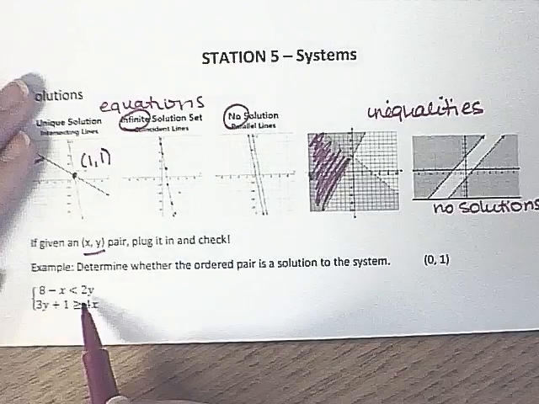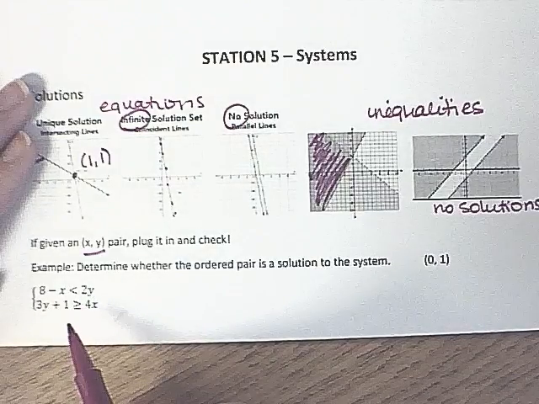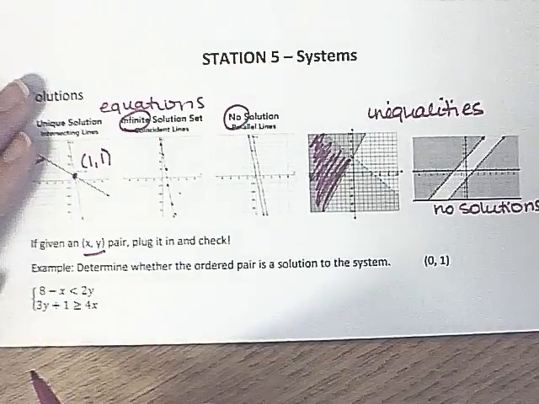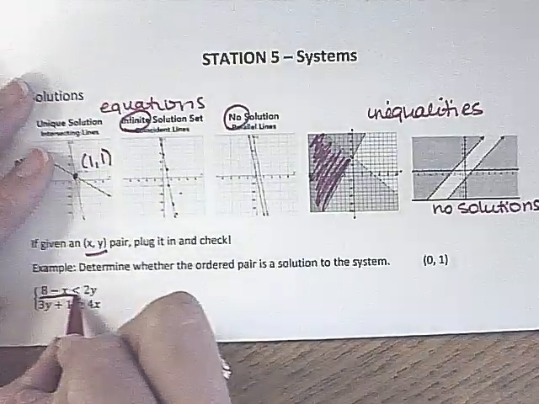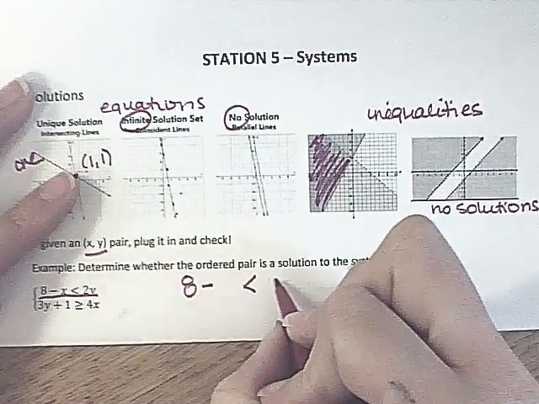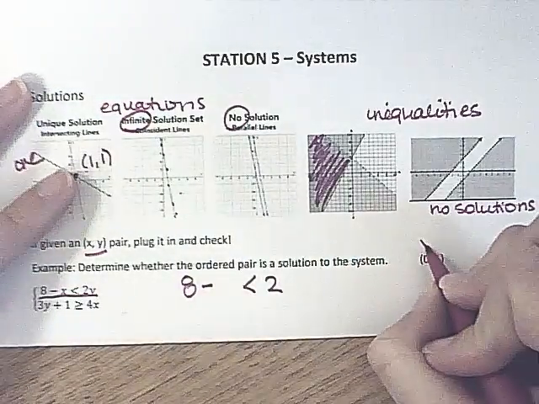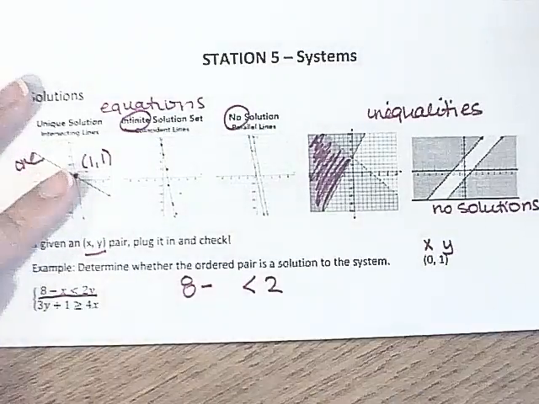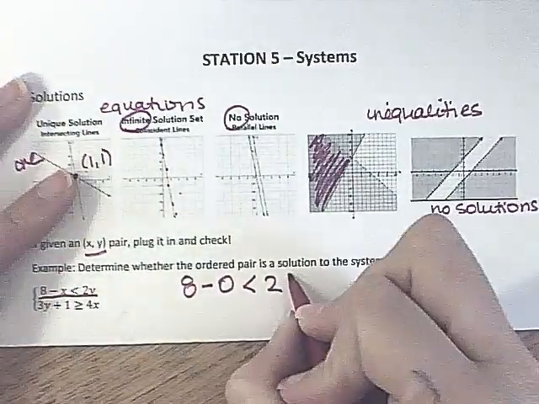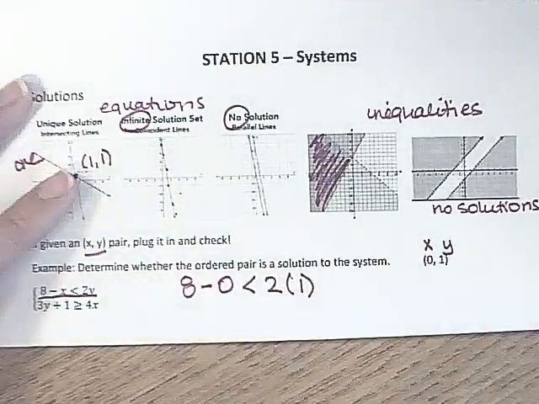You can see this first linear inequality, and I chose inequalities because I think that's probably the one you need more help with, but an equation would be done the same way. I'm going to take this first inequality, 8 minus something is less than 2 times something. I know that x and y are the somethings, so where I had an x, I'm going to replace it with 0. Where I had a y, I'm going to replace it with 1.